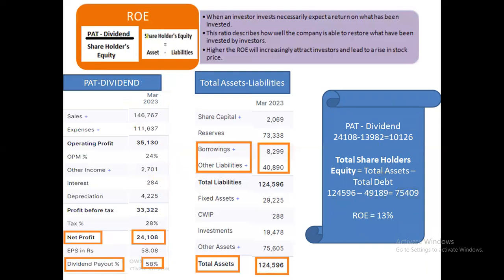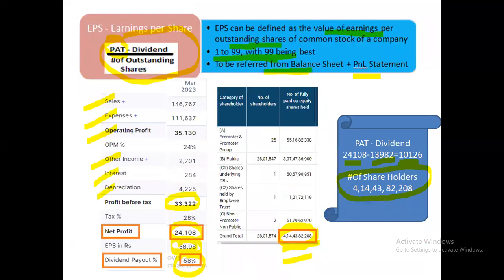ROE, return on equity. You must be thinking return on equity is more or less the same as earning per share. But what is the difference here? Earnings per share is PAT minus dividend, that is profit after tax minus dividend divided by outstanding shares, is called EPS, right? So EPS is PAT minus dividend divided by the total number of outstanding shares.